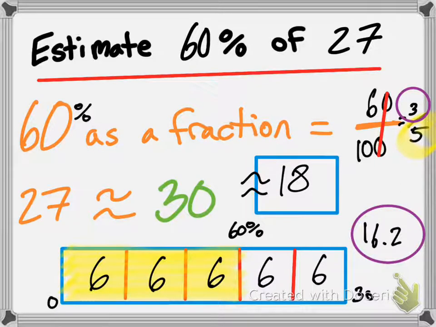Show me in your hands. Thumbs up. Are they close? Yeah, they're really close. They're not even 2 apart. If we were getting something like 116.2, maybe we might want to consider our real answer because we know our estimation was spot on.